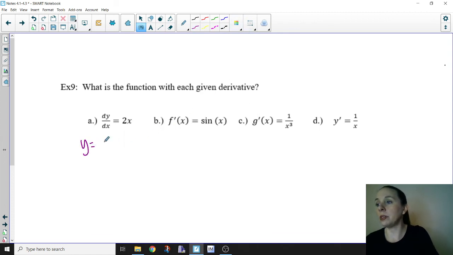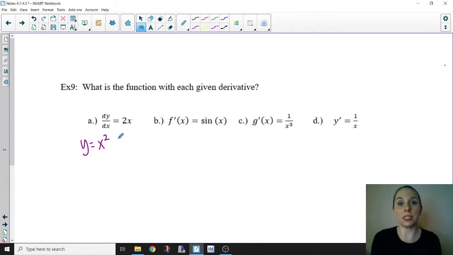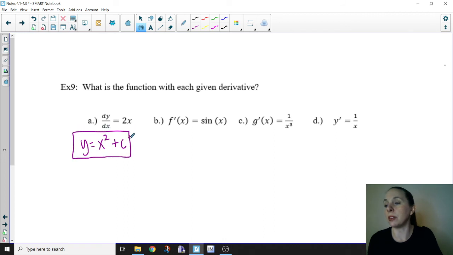Y equals x squared. But really, it could be y equals x squared plus 3, or y equals x squared minus 5, because the derivative of the constant goes to 0, right? And so you don't see that part in your derivative equation here. So what we say is y equals x squared plus c is the antiderivative of 2x, and that covers all possible functions, because of the possibility of there being a constant. Okay, let's try another one.